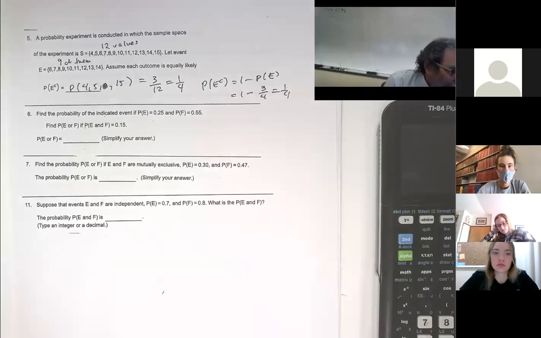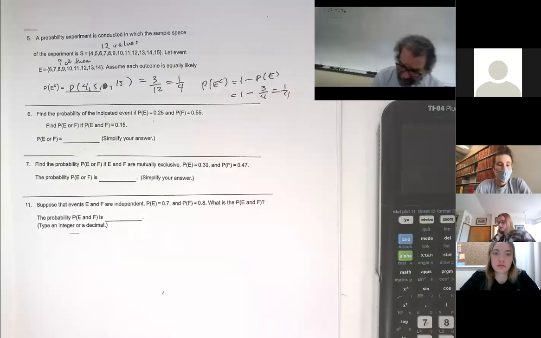It says here, find the probability of the indicated event. E and F have those probabilities, and find E or F if E and F is 0.15. I tend to do these this way.